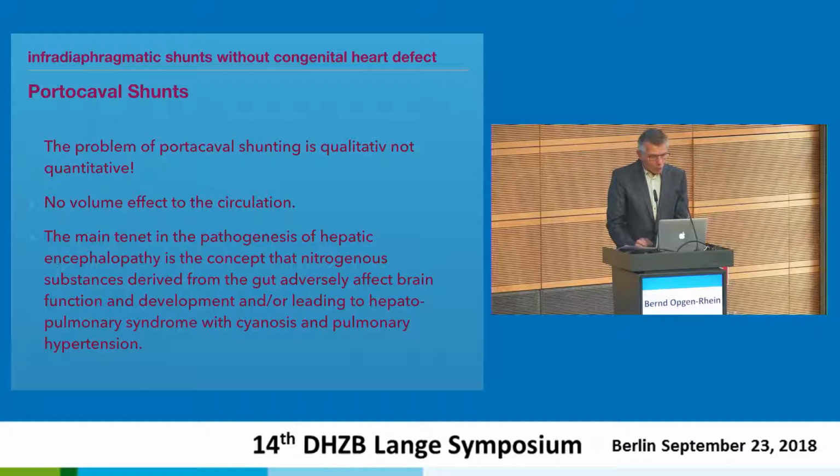So the problem with portocaval shunting is that this shunt of blood from a compartment which has not been connected, or should not have been connected, to the systemic circulation arrives at the pulmonary vasculature as well as the brain. And what we see is hepatopulmonary syndrome with cyanosis and pulmonary hypertension, and we fear adverse effects on brain development, brain function, up to the hepatoencephalopathic syndromes.